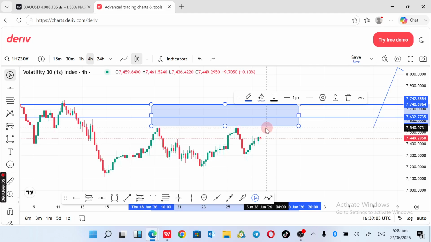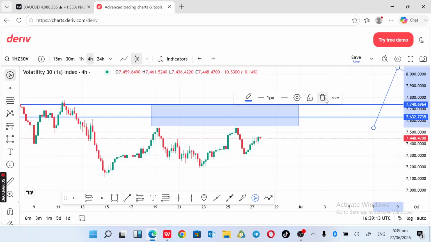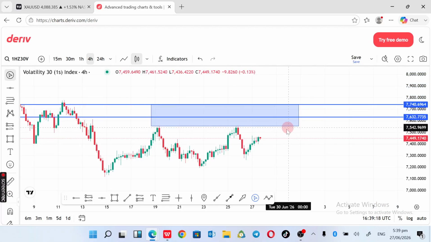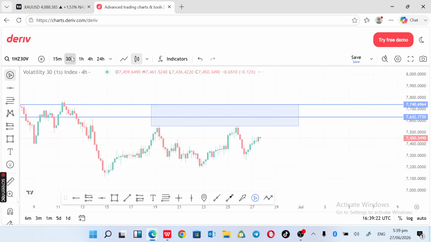If it comes back, we might likely enter here for a sell. If not, we watch again. Let's see, maybe the market is coming to retest the last high. If not, we might go in for a sell at this zone somewhere here. So that is what we'll be looking at. But we go back to 30 minutes. Let's see what 30 minutes is giving us.